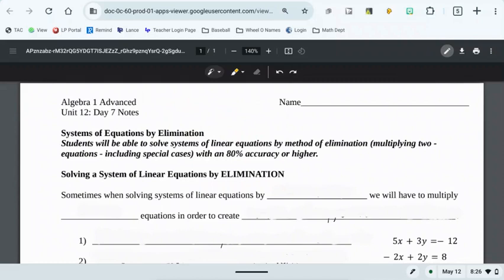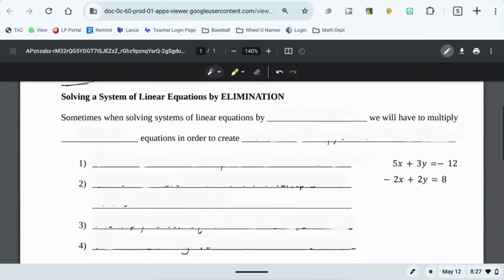Jump into it. We are solving systems of equations by elimination. But this time, let's look at our intention. Students will be able to solve systems of linear equations by the method of elimination, multiplying two equations this time. Yesterday, we only had to multiply one of the equations. We're still including special cases with an 80% accuracy or higher. So let's jump into it.